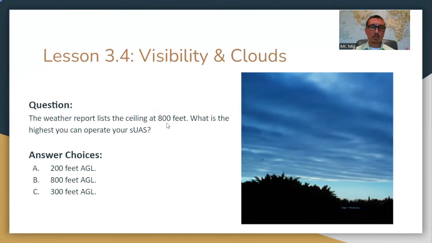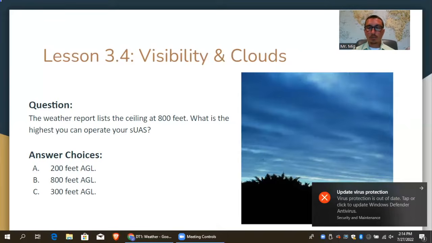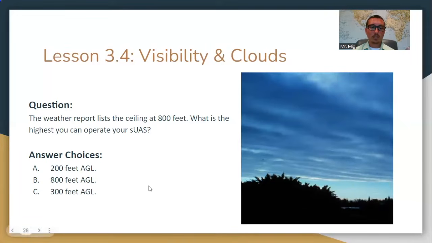So if the ceiling's at 800 feet, what's the highest you can operate your SUAS? Well, that would be 300 feet, right? Because then the clouds are still 500 feet above you. They got to be 500 feet above your UA. So if you go 300 feet up and the cloud ceiling starts at 800 feet, there's 500 feet of separation. If the cloud ceiling is only 800 feet, you can't go more than 300 feet up.